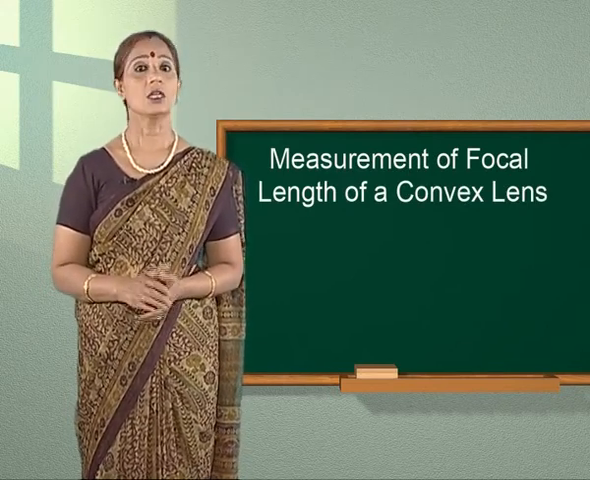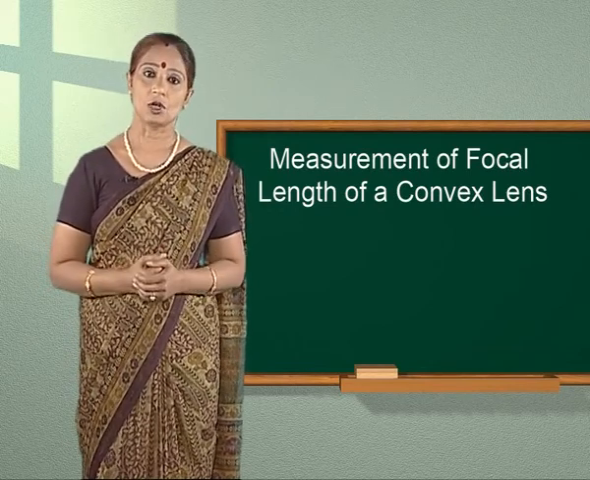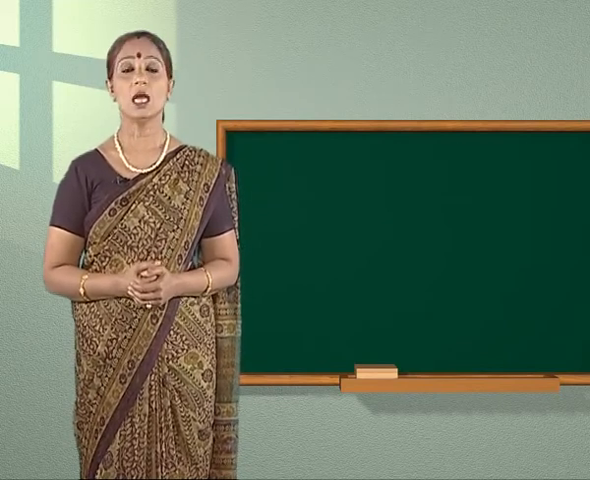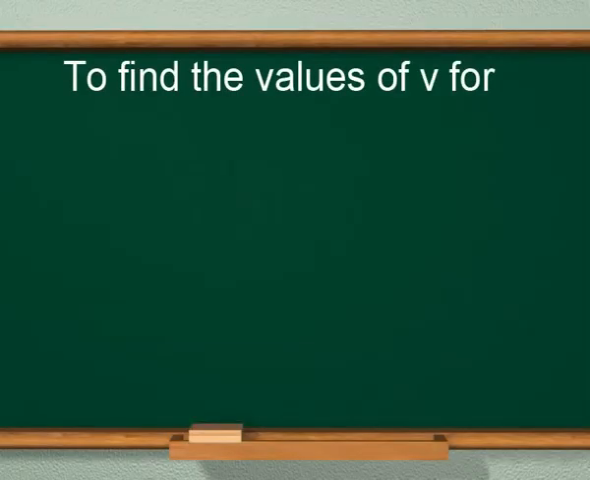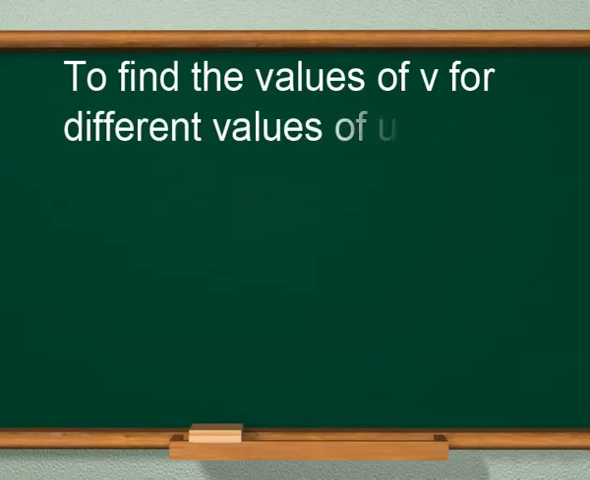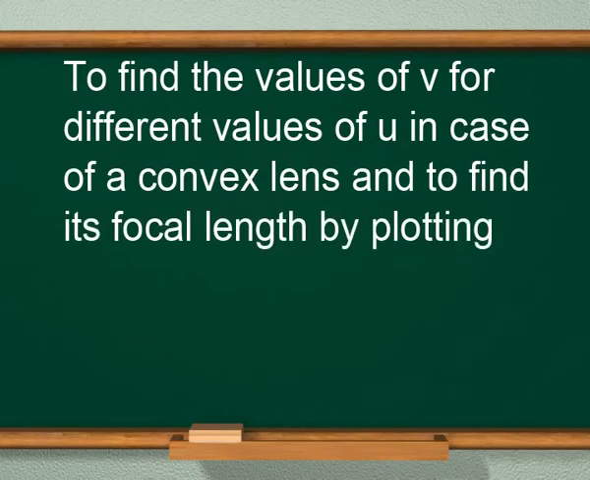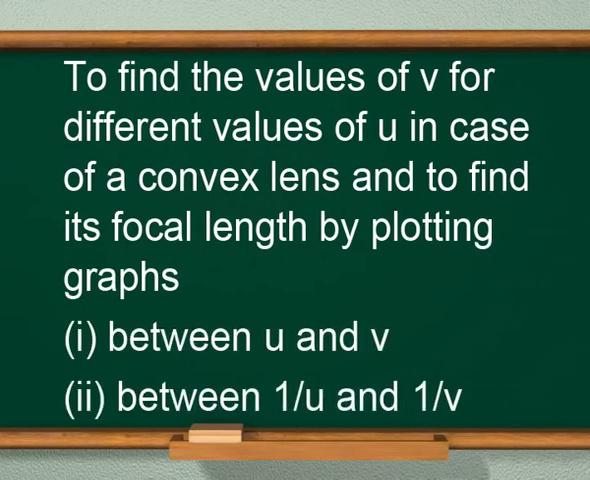Let us find out the focal length of a convex lens. Objective for this activity is to find the values of v for different values of u in case of a convex lens, and to find its focal length by plotting graphs, first between u and v, and second between 1/u and 1/v.